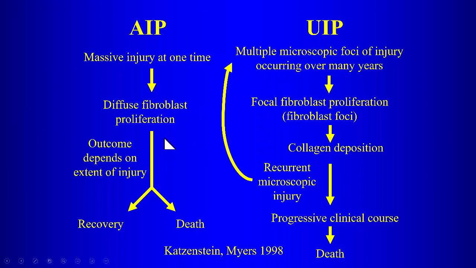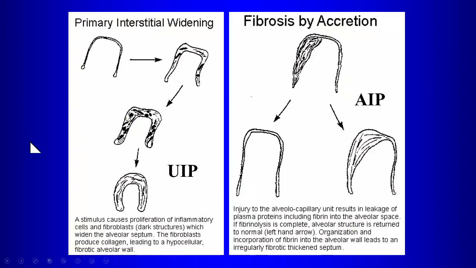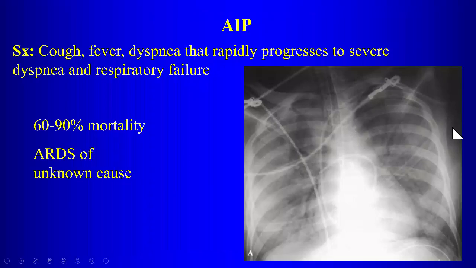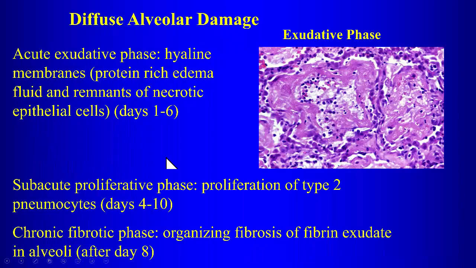There's the diffuse fibroblast proliferation that occurs there. As opposed to UIP, where the fibroblasts proliferate in the interstitium, with AIP we get organization. The material that spills out into the alveolar spaces becomes organized into the alveolar walls. That's called fibrosis by accretion, and that's the pathology of AIP, but it's the same as ARDS. It has a very high mortality rate. We'll see consolidations bilaterally on the chest radiograph, looks just like ARDS. We've gone through the different phases of ARDS before, so I'm not going to go through that again.